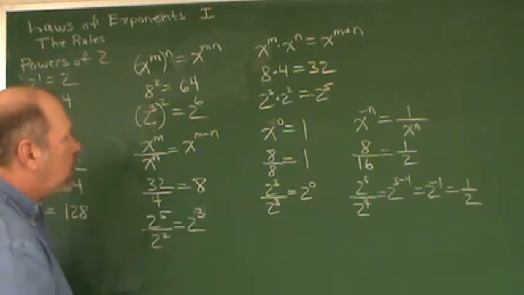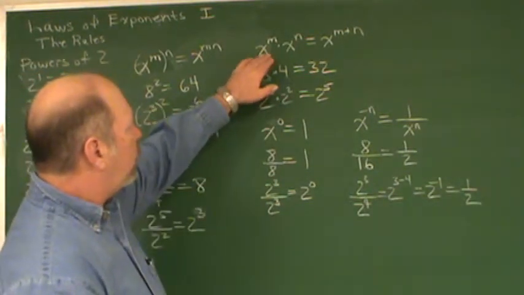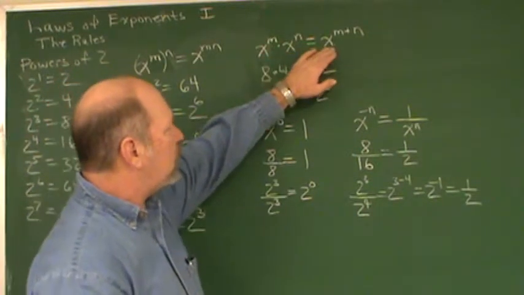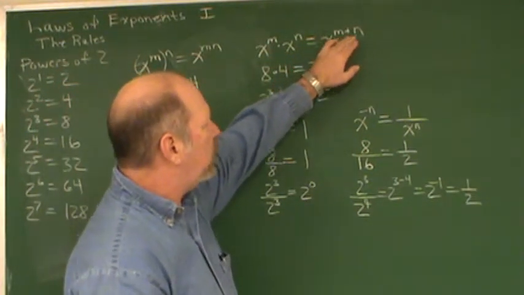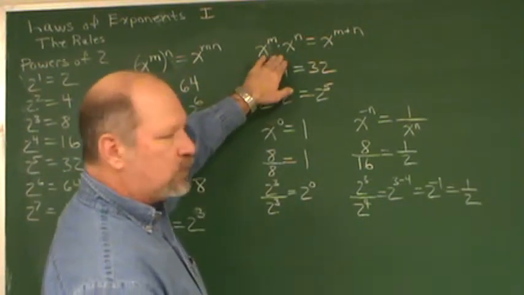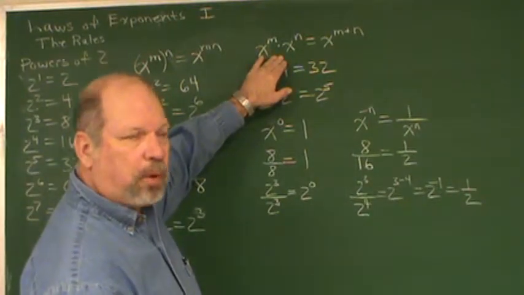Okay? The next rule is multiplication of bases. If you have x to the m times x to the n, well, we say that's equal to x to the m plus n. So in other words, when you have an expression that looks like this, same base, then you add the exponents to multiply the bases together.